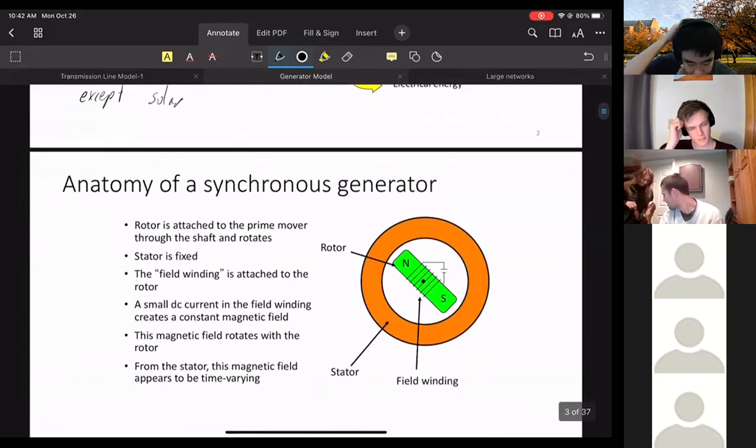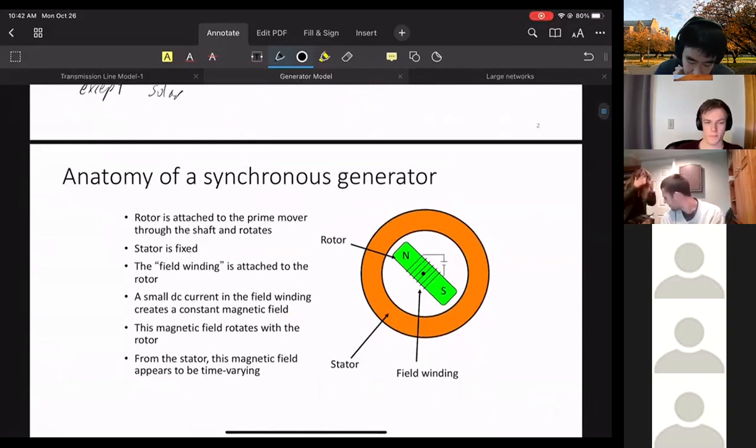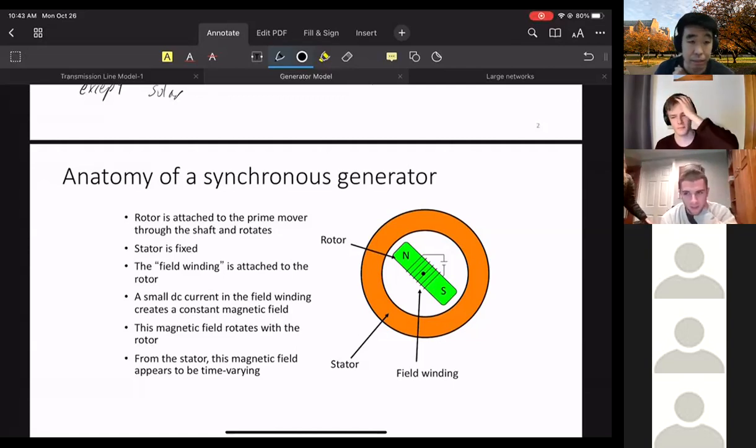So how does the generator work? Well, basically you turn a big magnet inside the generator. You have a rotating magnet, you turn this rotor, and because you're turning this magnet, you're creating a changing field. This field rotates with the rotor. From the stator's perspective, this is a changing field, and it will generate some sinusoidal current.